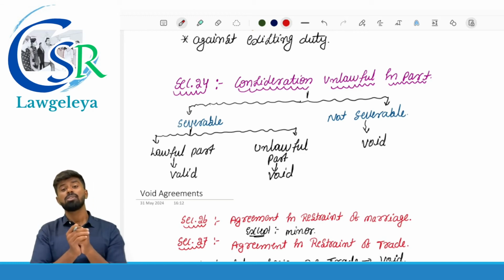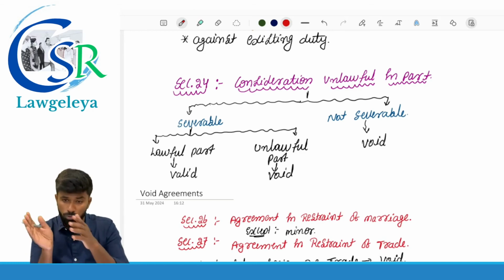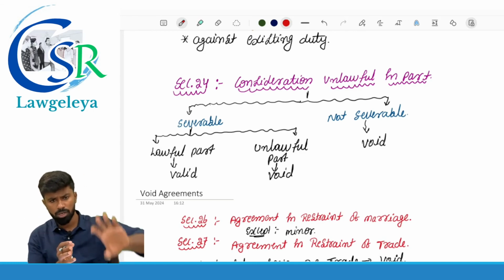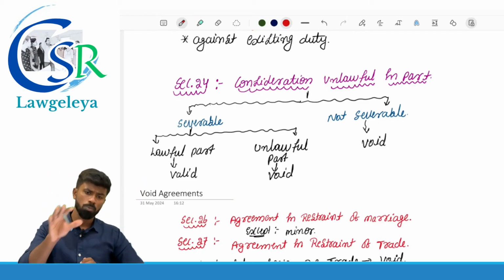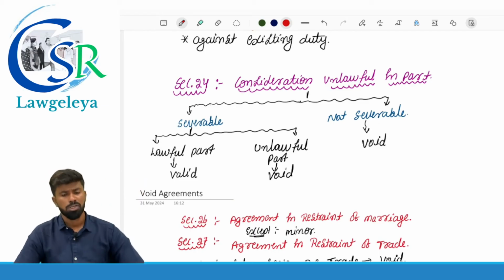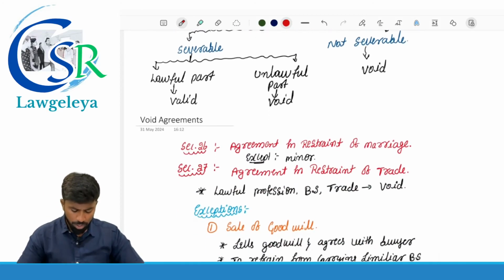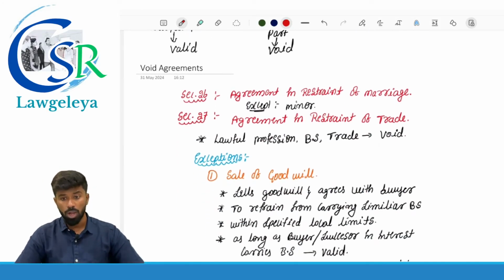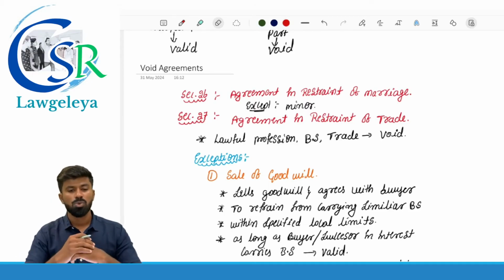24. If the consideration or object is unlawful in part, if possible to separate, the lawful part is valid; if not possible to separate, the entire agreement is void. And section number 25. Any agreement without consideration is void, but there are exceptions where even though consideration is not there, the agreement is valid and enforceable by law. Let us discuss the void agreements now.